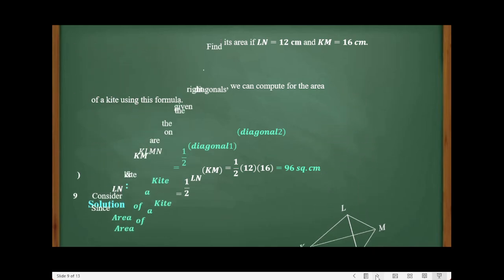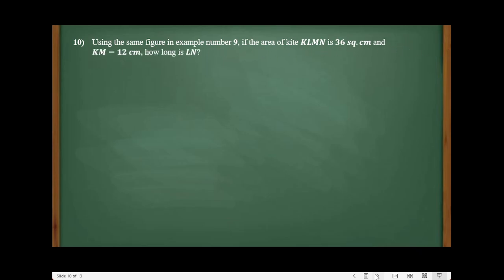Next. Number 10. Using the same figure in example number 9, if the area of the kite KLMN is 36 square centimeters and KM is 12, how long is the other diagonal, whose name is segment LN?